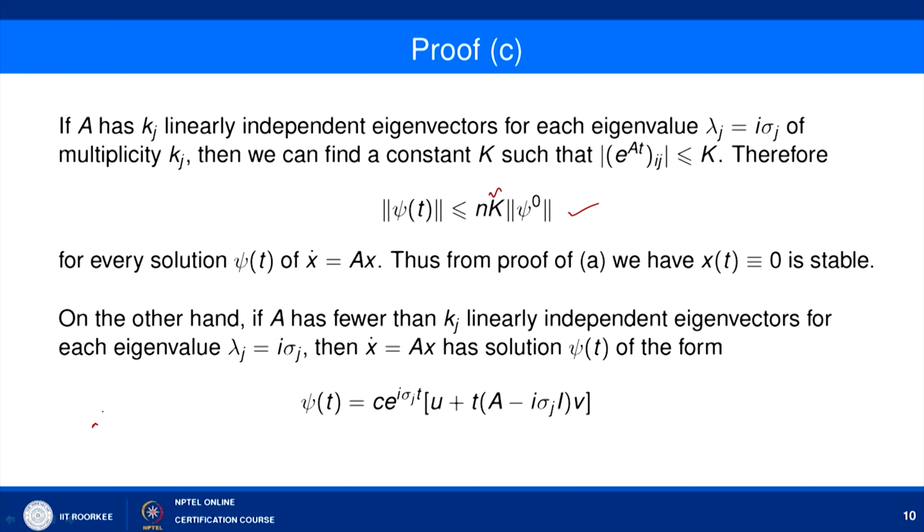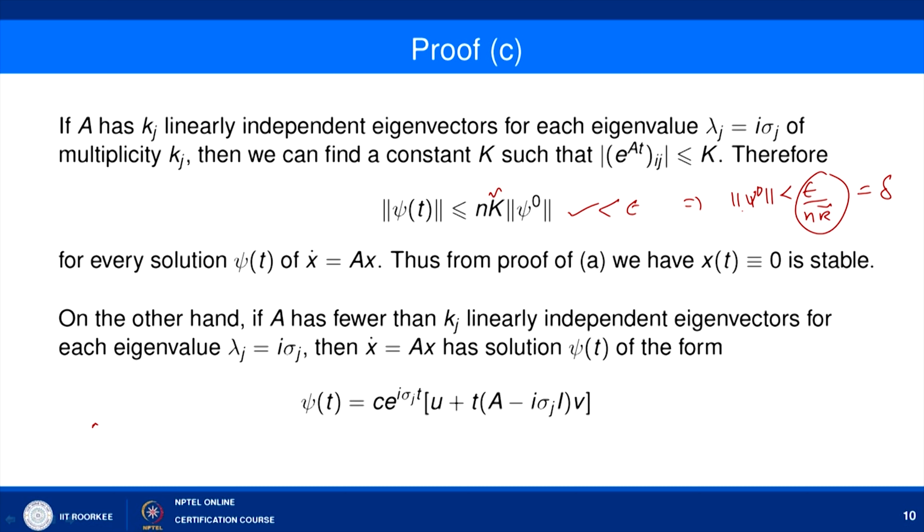So now we have shown that there exists a constant k tilde such that the norm of psi of t is less than or equal to n k tilde times the norm of psi naught. Now we want to show that this quantity is less than epsilon. So make this quantity less than epsilon. This implies that the norm of psi 0 is less than epsilon by n k tilde, and we can choose this quantity as delta, right. Here this k tilde is a positive quantity, so epsilon by n k tilde is defined and we can take this quantity as delta.